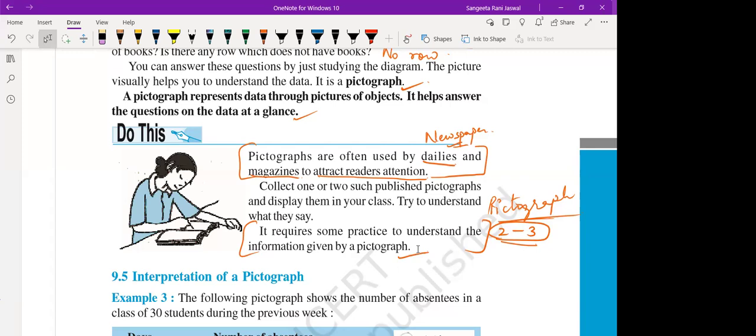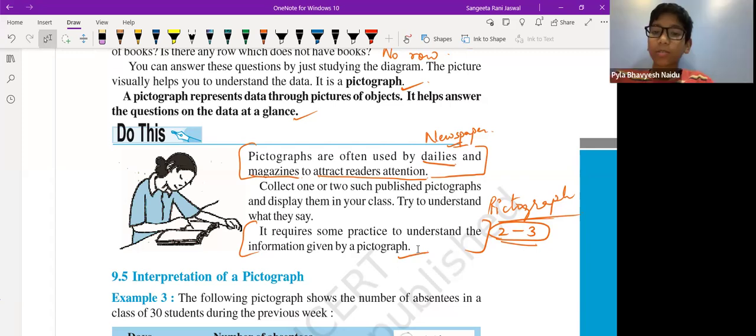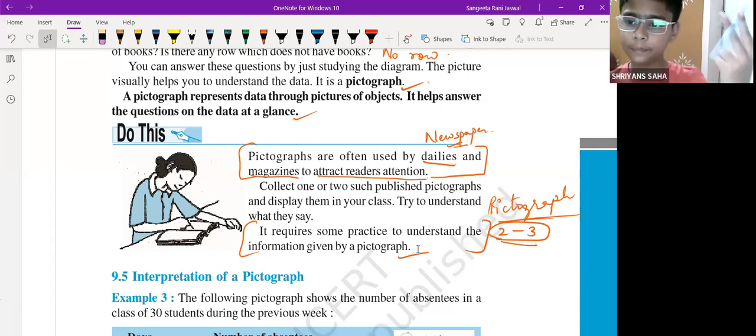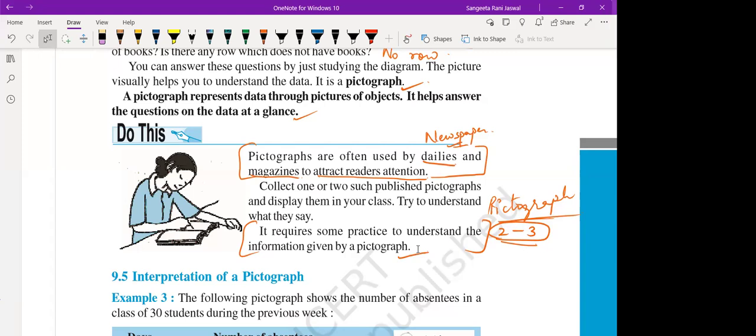I don't know about the holiday, but we have our class on Friday, no? Okay. So you will show me that activity on Friday. You will paste it in your notebook.